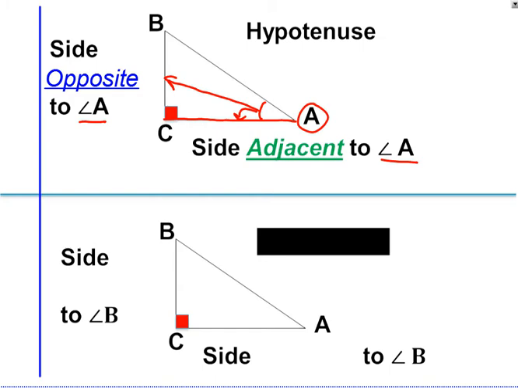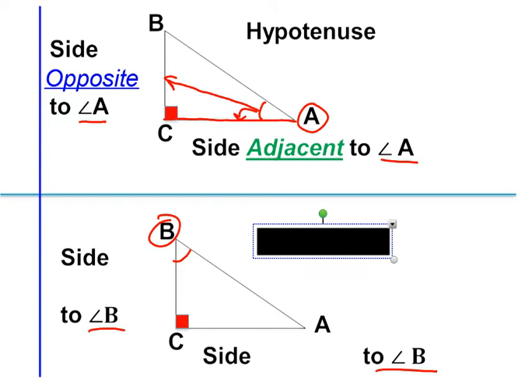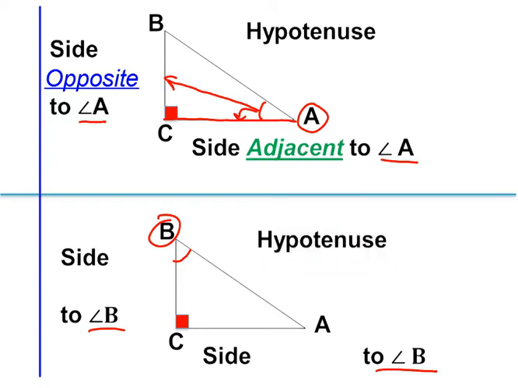If we now change our attention away from angle A and make our angle B, some things change and some things don't. The hypotenuse is still in the same spot. This will not change, so the hypotenuse is still the longest side of a right triangle. But now, the side that is across from angle B is now the AC side, which used to be called the adjacent side, but now it's referred to as the opposite side.